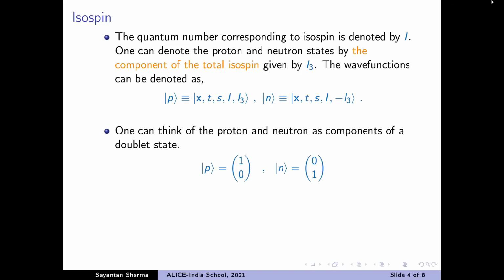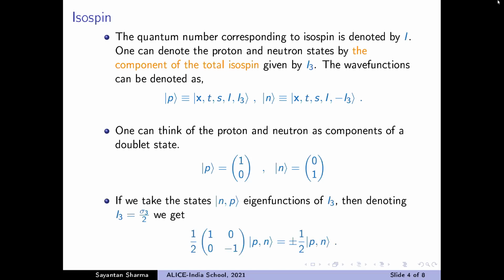So once you have this, one can denote the third component of the isospin as the quantum numbers of this operator sigma 3, which is the third Pauli matrix. And if you act this isospin operator I3 on these states, then you should recover plus minus half, corresponding to the proton and the neutron states.